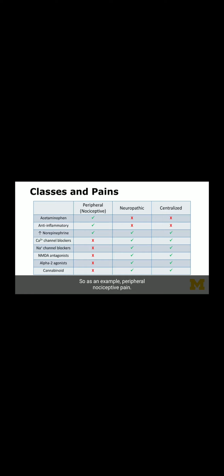So as an example, peripheral nociceptive pain. The example I can give you here is an injury. You can consider this injury a surgery, a fracture, a sprain. You could consider this injury cancer. We would expect that based on how that pain works within the body, the first three drug classes listed there, acetaminophen, your anti-inflammatories, and then the drugs that increase norepinephrine like SNRIs and TCAs, would help with that type of pain. Now, those medications may be effective in the short or the long term.